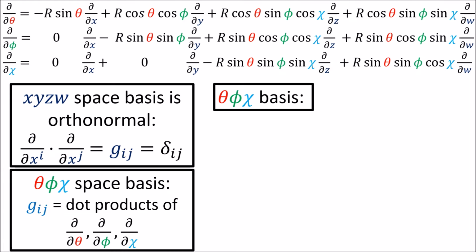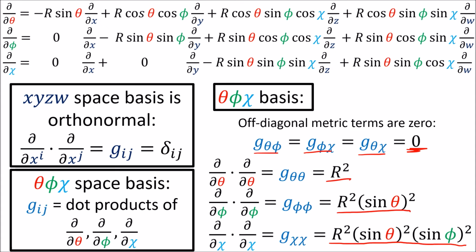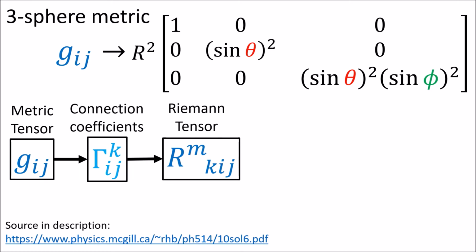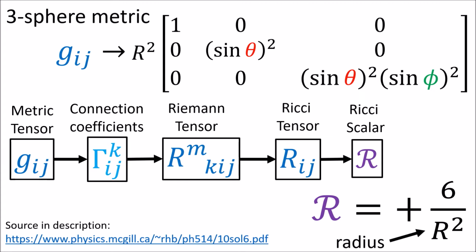If you work through all these dot products, the off-diagonal metric components go to 0, and the diagonal metric components look like this. So this is the intrinsic 3x3 metric of the three-sphere. If you take this metric and go through the process of calculating the Ricci scalar for the three-sphere, you'll find that it's a constant positive number everywhere, 6 over r squared, where r is the sphere's radius. A constant Ricci scalar is exactly what we'd expect for a space that's homogeneous and isotropic.